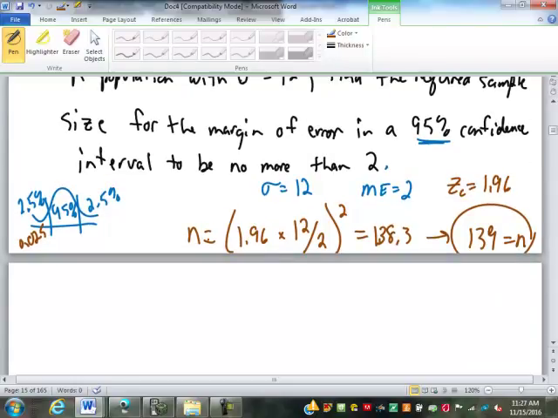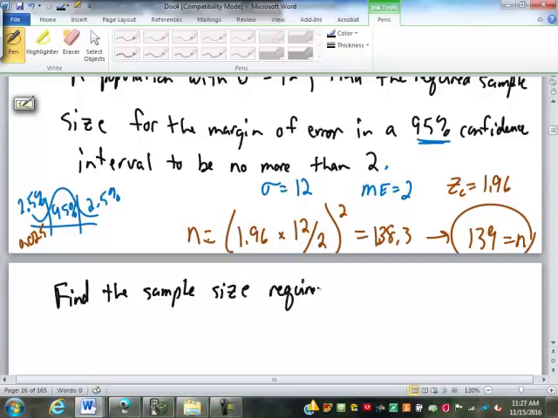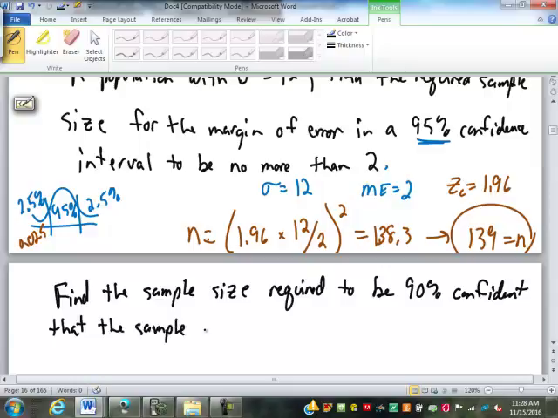Now, what if it were a sample proportion or population proportion? Find the sample size required to be 90% confident that the sample proportion is within 0.03 of the population proportion.